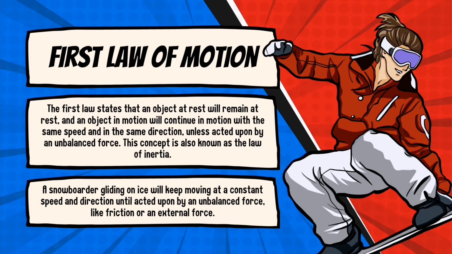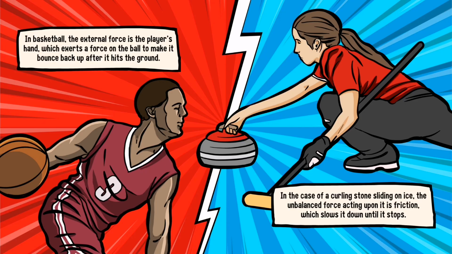A snowboarder gliding on ice will keep moving at a constant speed and direction until acted upon by an unbalanced force, like friction or an external force. In basketball, the external force is the player's hand, which exerts a force on the ball to make it bounce back up after it hits the ground. In the case of a curling stone sliding on ice, the unbalanced force acting upon it is friction, which slows it down until it stops.